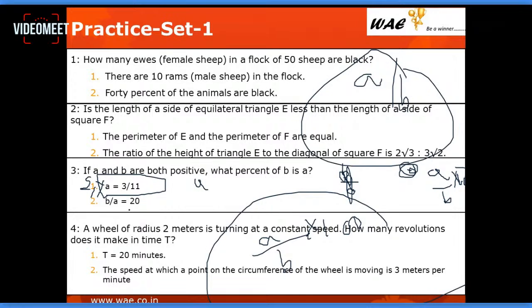S2 says B by A equals 20. Is S2 alone giving it? Yes. So from S2, A by B would be 1 by 20. That is being given to you. So S2 works. That means S1 is not sufficient, S2 is sufficient. So it is S1 cross, S2 tick, and that is option B.